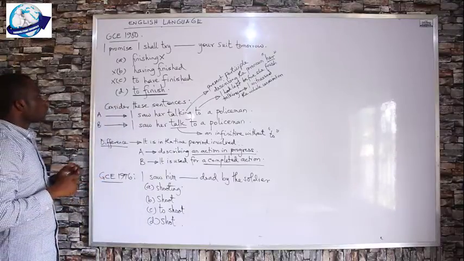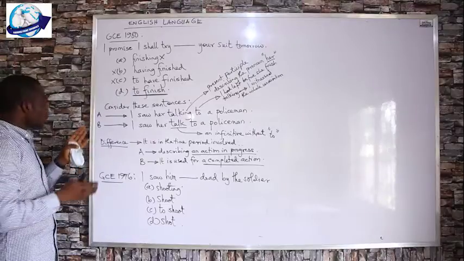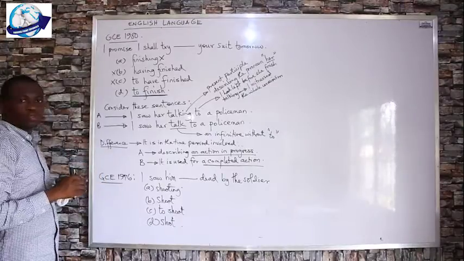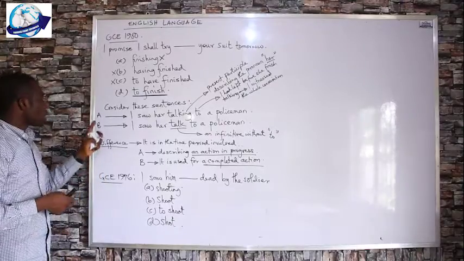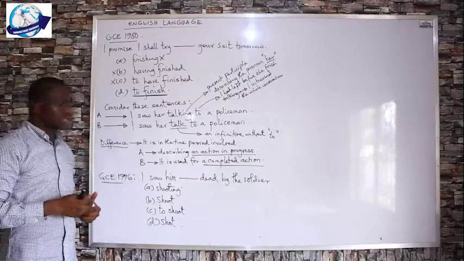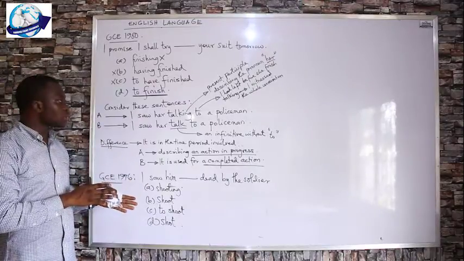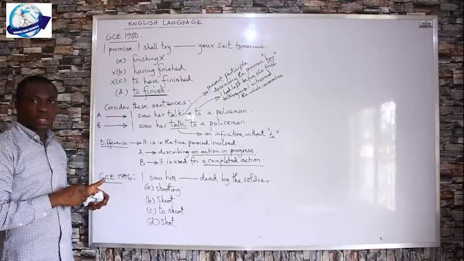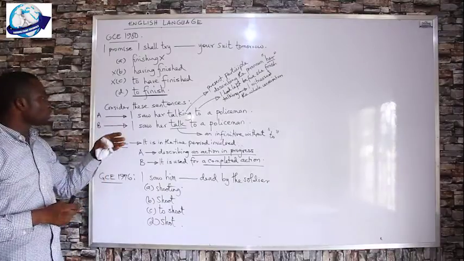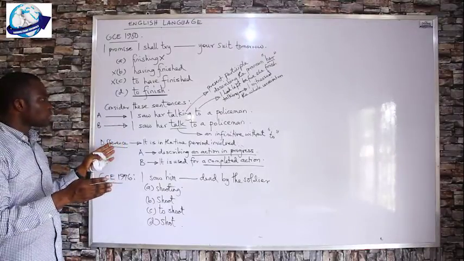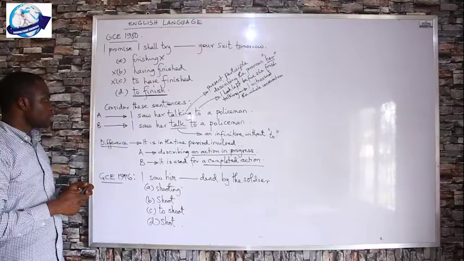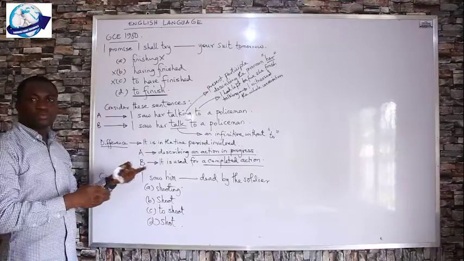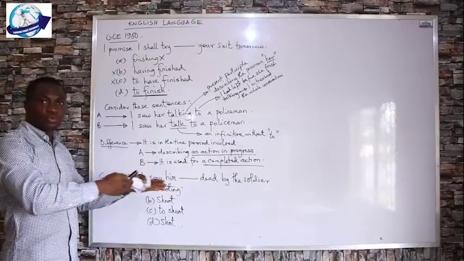Let's look at this word now. Consider this sentence; it is very important. Now I made it sentence A and B. Let's see what we can say about this as we come to the end of this lecture. A: I saw her talking to a policeman. B: I saw her talk to a policeman. Now, sentence A is actually quite different from sentence B. What's the difference? It is the time period involved.